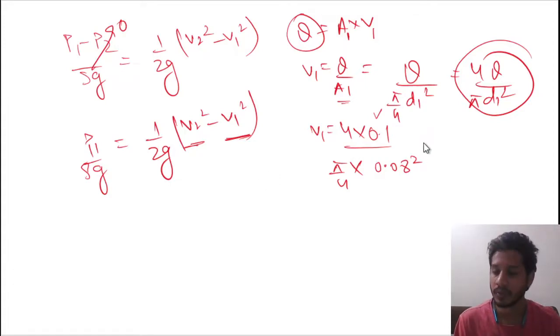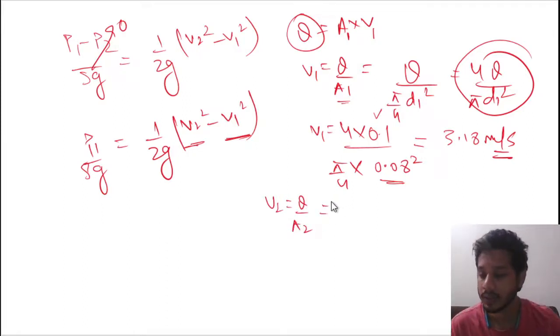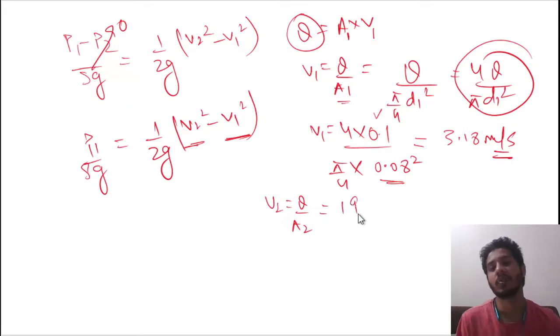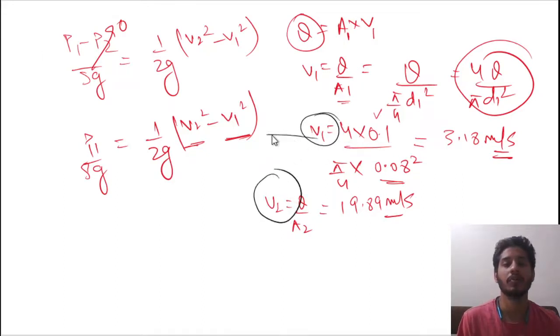So if we solve this question, the value V1 comes out to be Q upon A1, which is 3.18 meter per second. Then similarly, V2 is equal to Q upon A2. Simply put the values, and we get 19.89 meter per second. So we have V1, we have V2. Simply put both these values here.